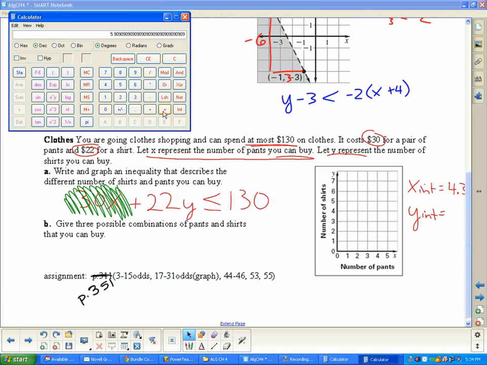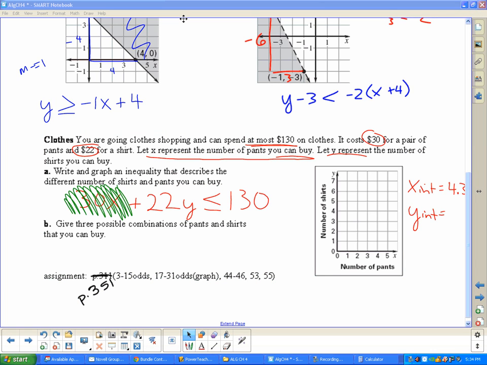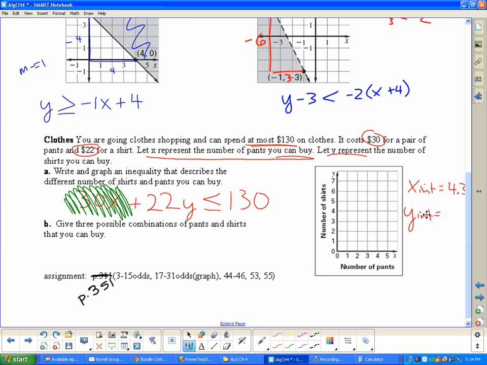Okay, and because of this thing right here, where it's less than or equal to, that tells me that it's going to be a solid line. And because it's less than or equal to, I know it's also going to be shaded below here. So anything down here.